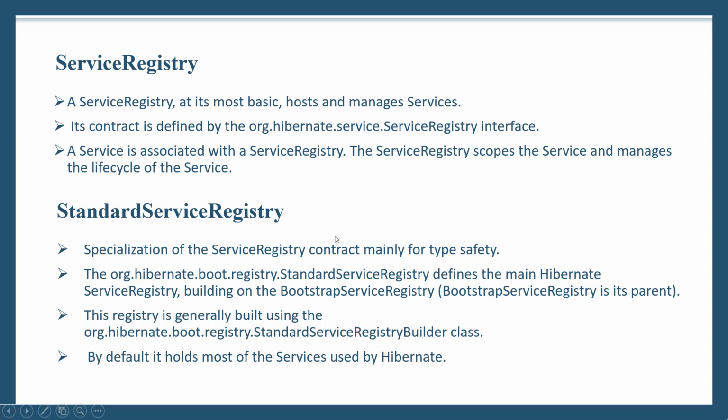Now let us see what is standard service registry. It is the specialization of the service registry contract mainly for type safety, and the org.hibernate.boot.registry.StandardServiceRegistry defines the main Hibernate service registry building on the Bootstrap service registry. Bootstrap service registry is its parent, and this registry is generally built using the org.hibernate.boot.registry.StandardServiceRegistryBuilder class, and by default it holds most of the services used by the Hibernate.